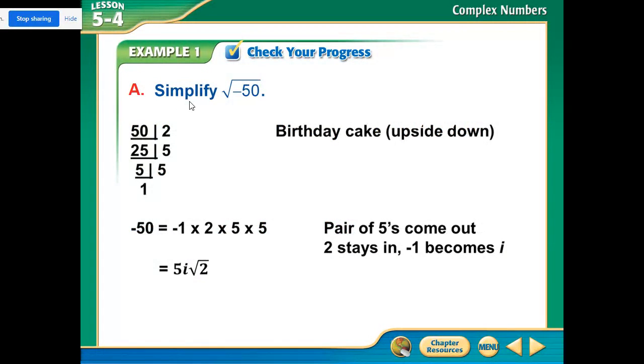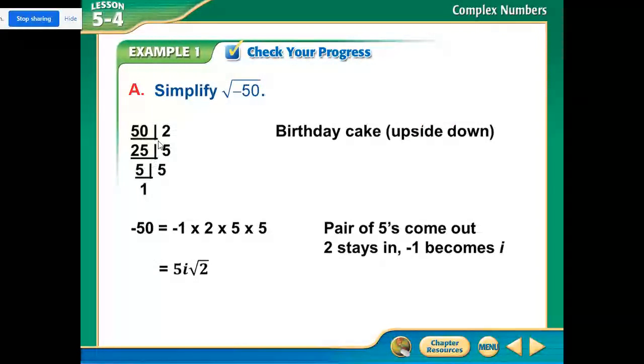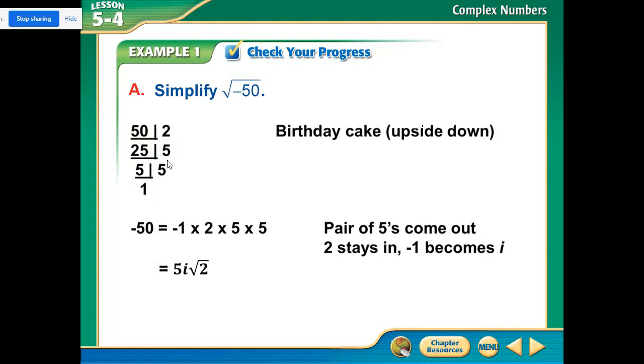All right, so they want us to simplify the square root of -50. So we're going to use a birthday cake. Now I did it upside down. I think it's easier to do it upside down just because then you don't have to put a lot of extra space. But if you want to do it right side up, that's fine. So we have 50, and 50 divided by 2 is 25, and divided by 5 is 5, and divided by 5 is 1.